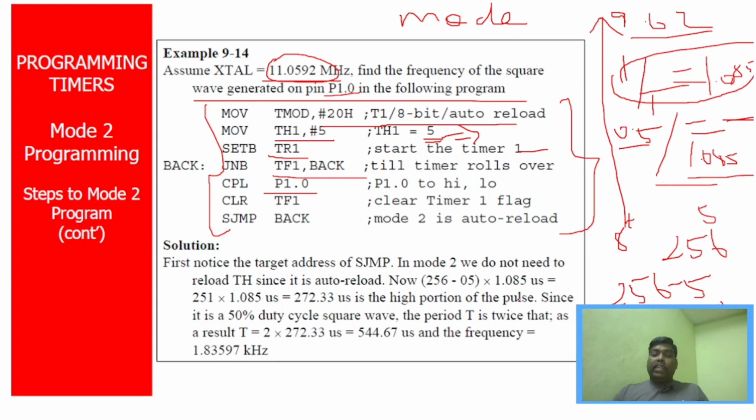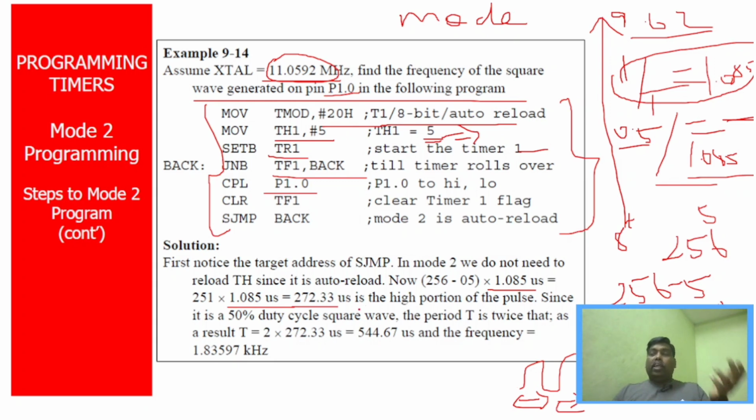So if we multiply this by 1.085, we are able to get the time period of one particular pulse. You can see here, 251 into 1.085, we will obtain 272, right? Normally we use a 50% duty cycle, where the T on will be the same and the T off will be the same. So we have obtained 272.33 microseconds for one particular positive pulse.